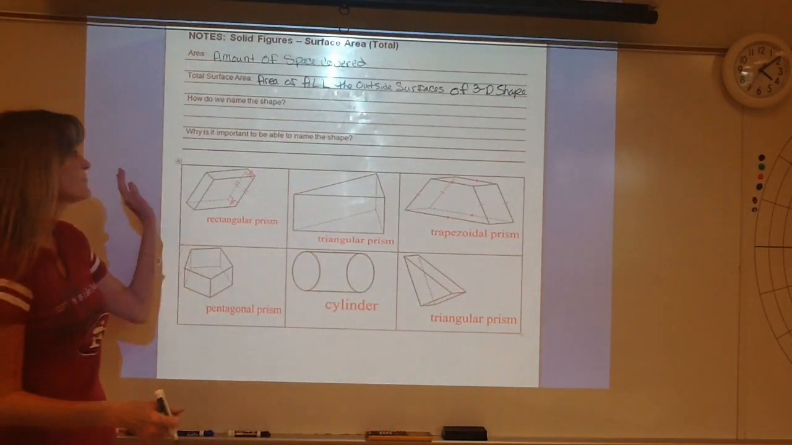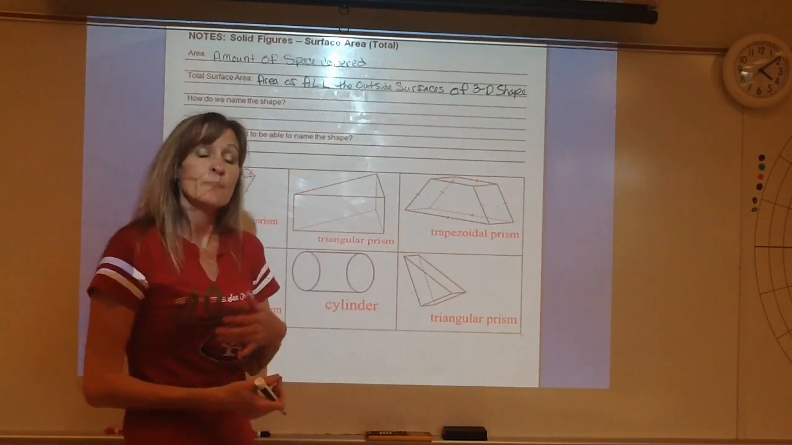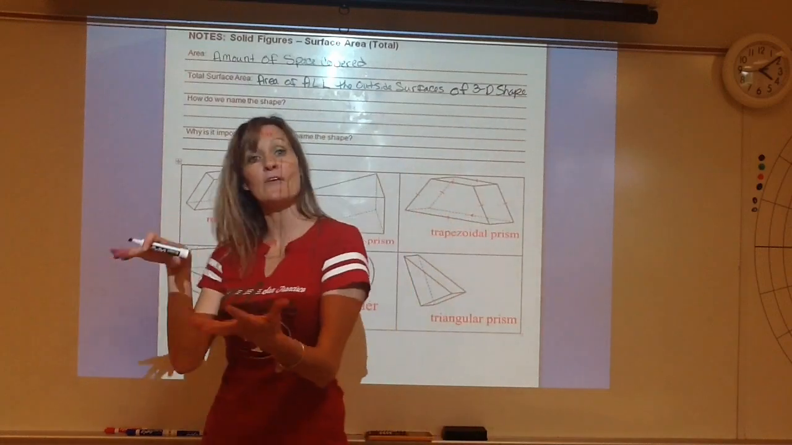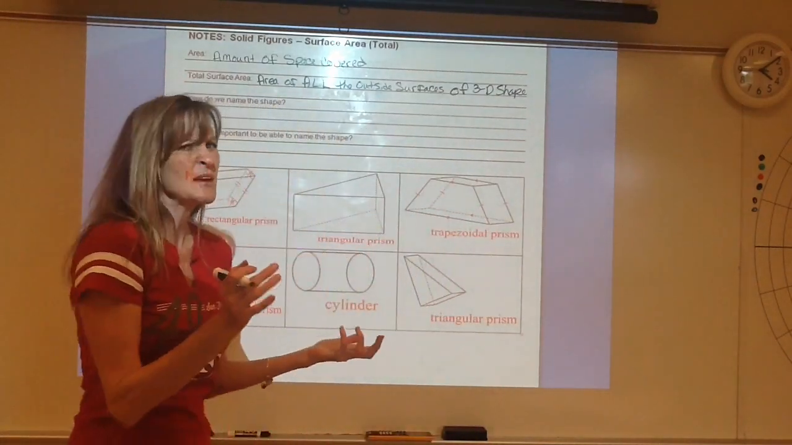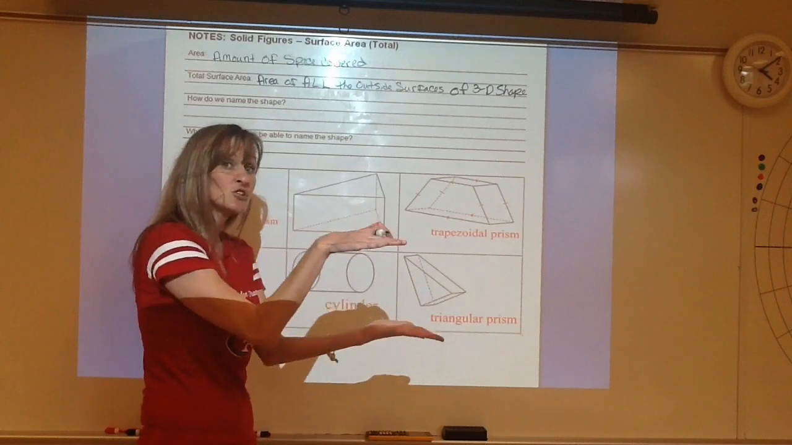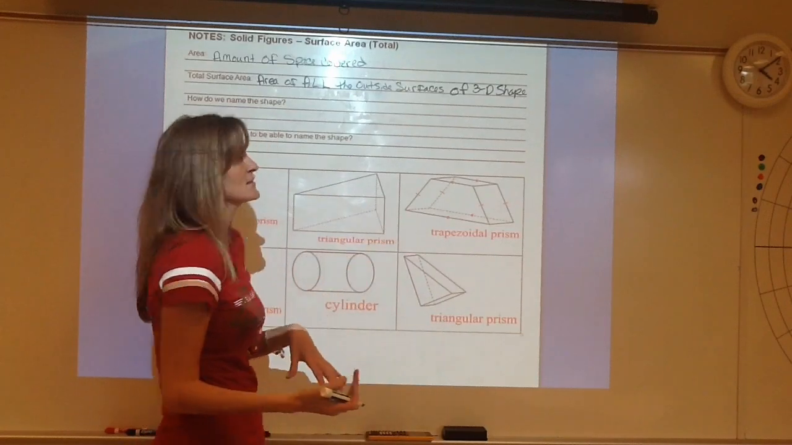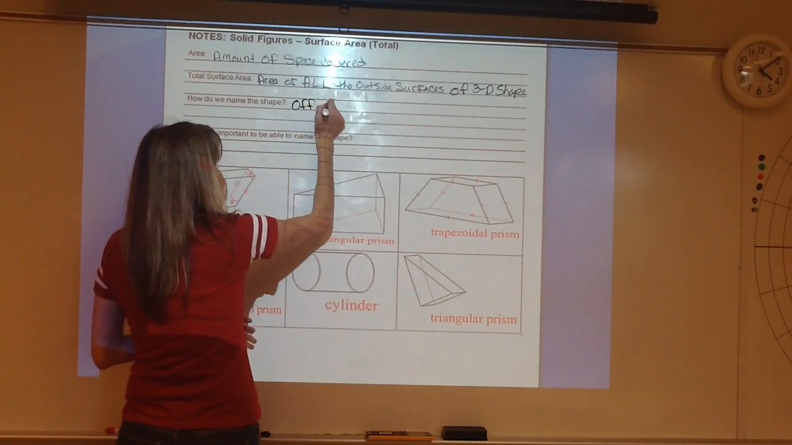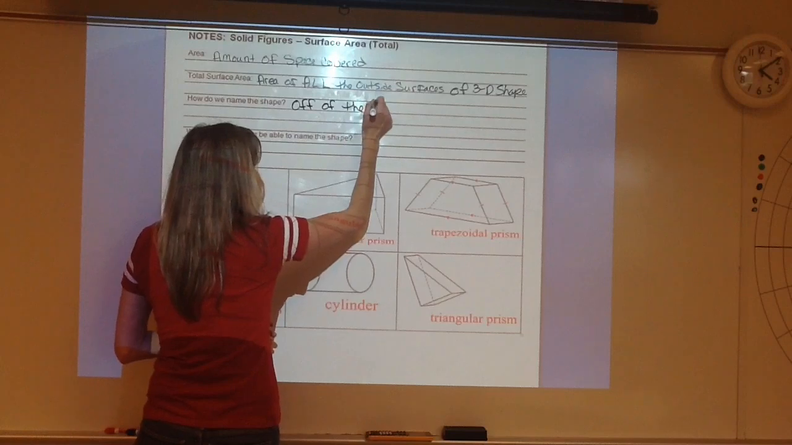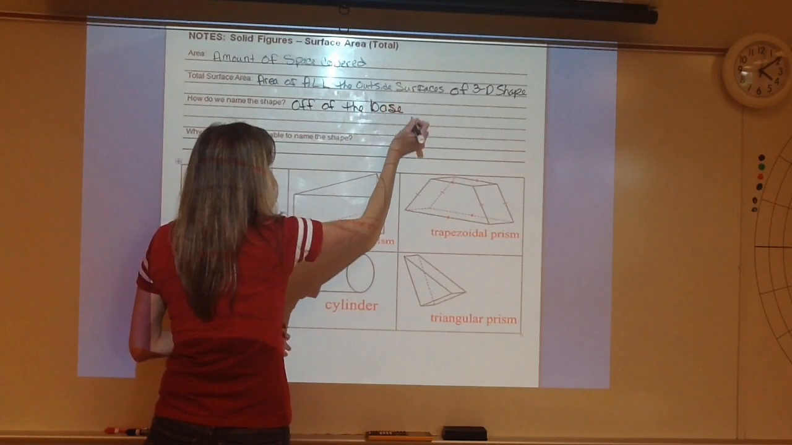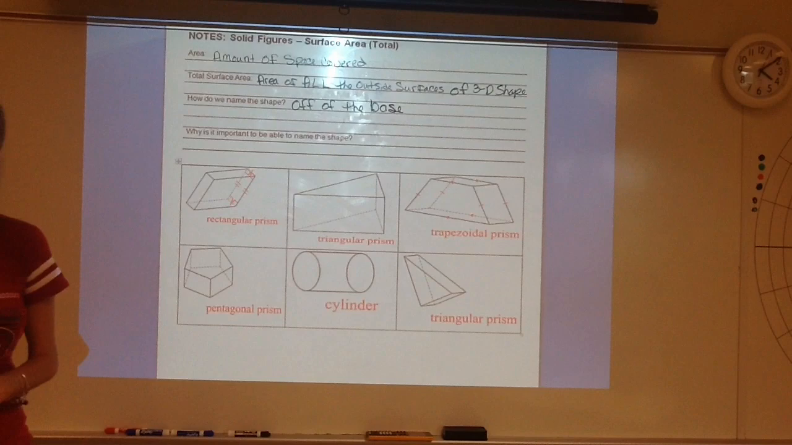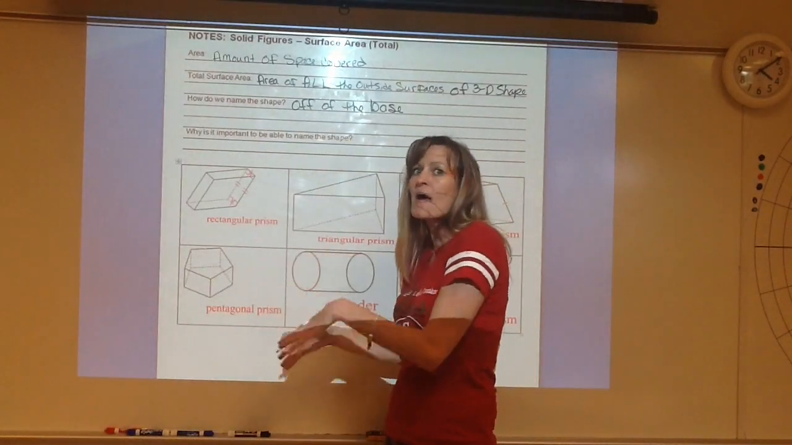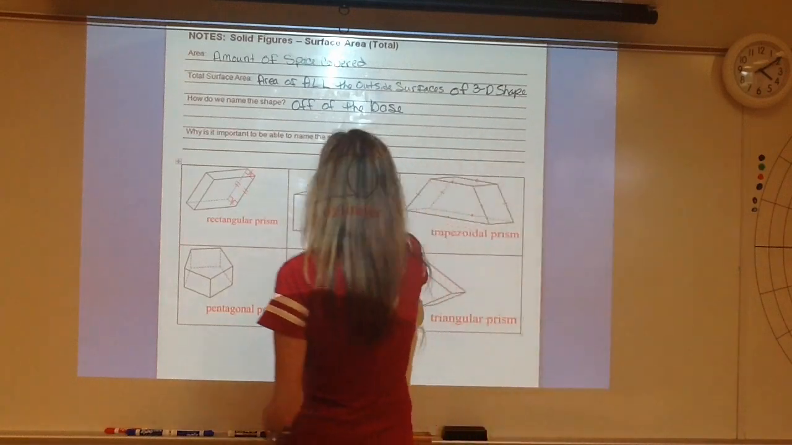Remember from our volume lesson how we name a shape? We name a shape off of its bases. There are two congruent bases, and we figure out what two sides are congruent. Sometimes there's more than two sides, but if there's exactly two that are congruent, those are our bases. And so we name it off of the bases. And then why is it important? Because I'm going to have to find the area of that base, and each shape has a different area formula.